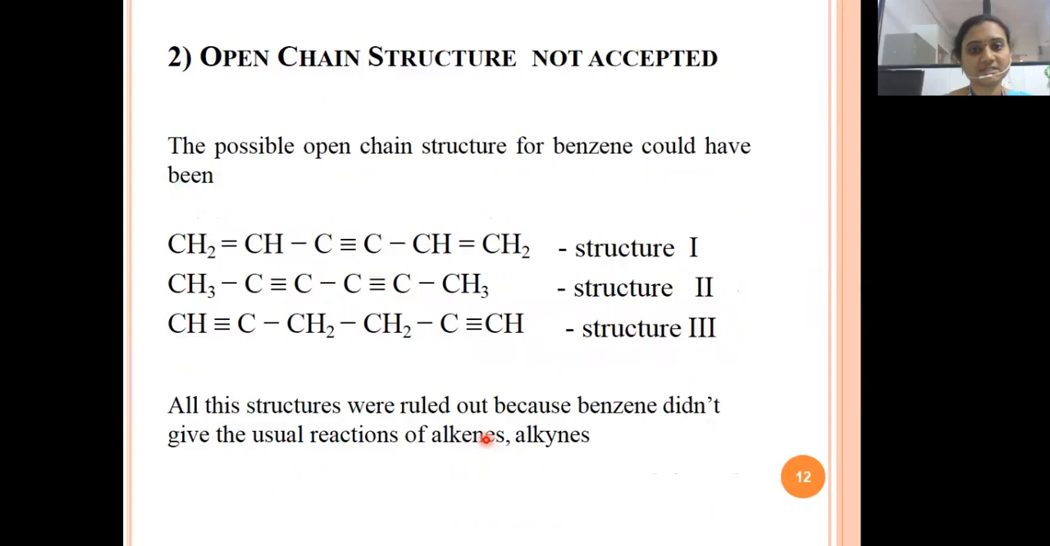The second one is open chain structure not accepted, because it looks like alkanes, an aliphatic type of structure. Structure 1, structure 2, structure 3. All these structures were ruled out because benzene did not give the usual reactions of alkenes and alkynes. Alkenes and alkynes undergo addition reactions, whereas an aromatic compound does not, due to the loss of aromaticity. That is why the straight chain structure of benzene is not possible.